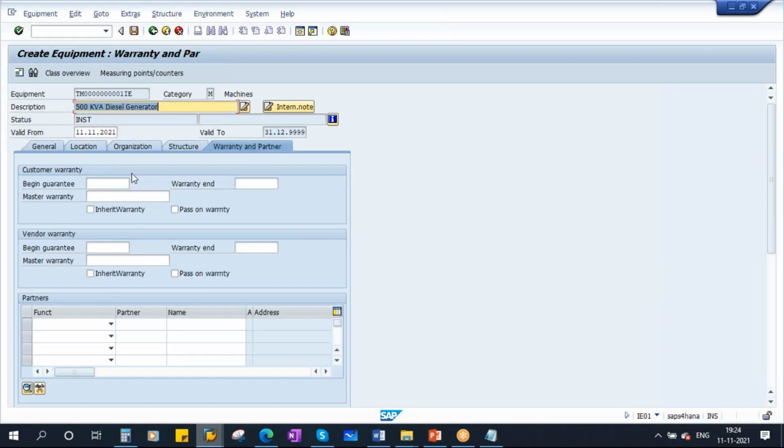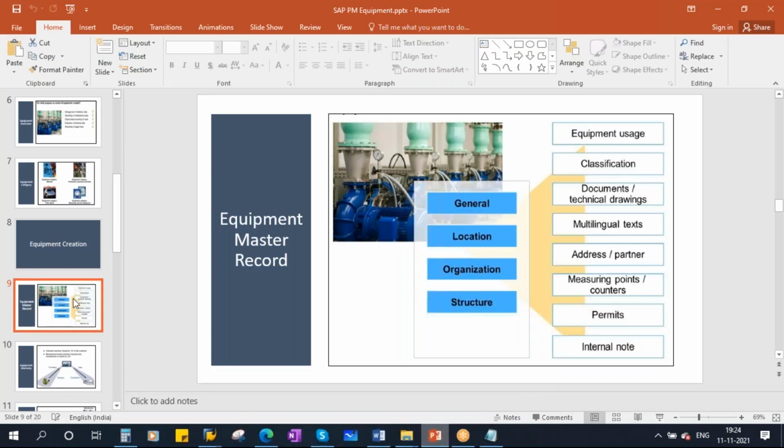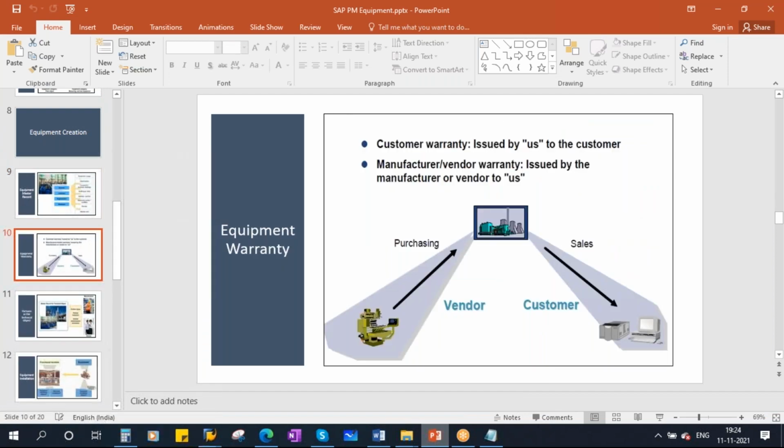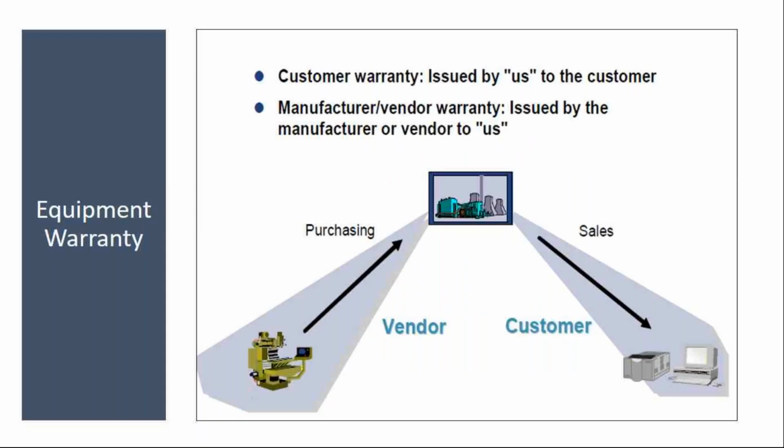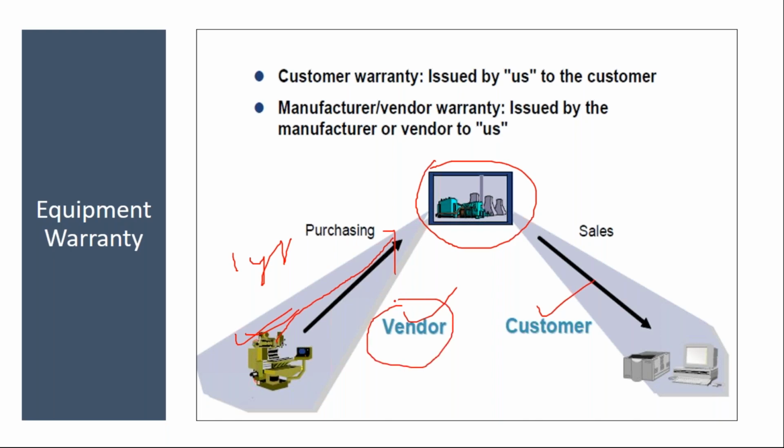So first let's discuss about warranty. Normally you have two types of warranties. One is vendor warranty, another one is customer warranty. That means we are a company, we are purchasing a machine from a manufacturer. Then he will give some warranty like 1 year. He will give some 1 year warranty. That you enter in the vendor warranty.